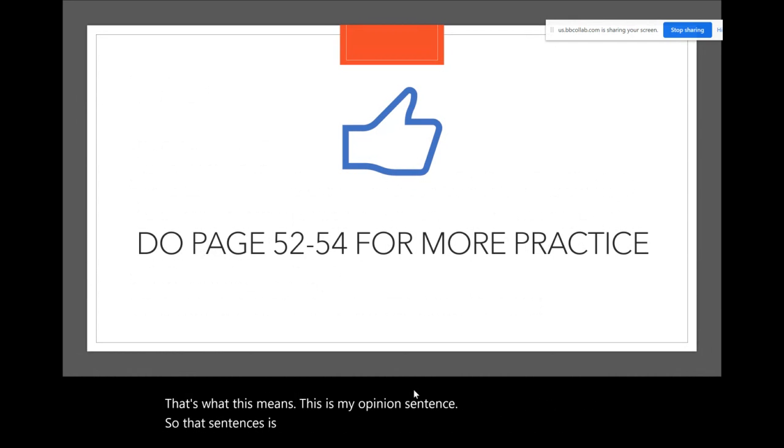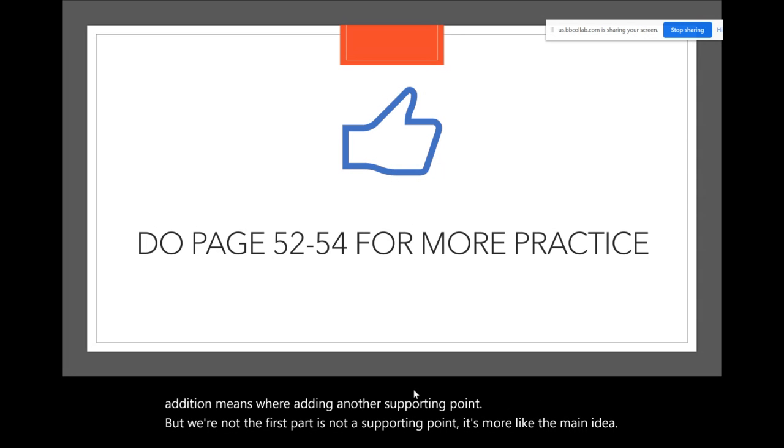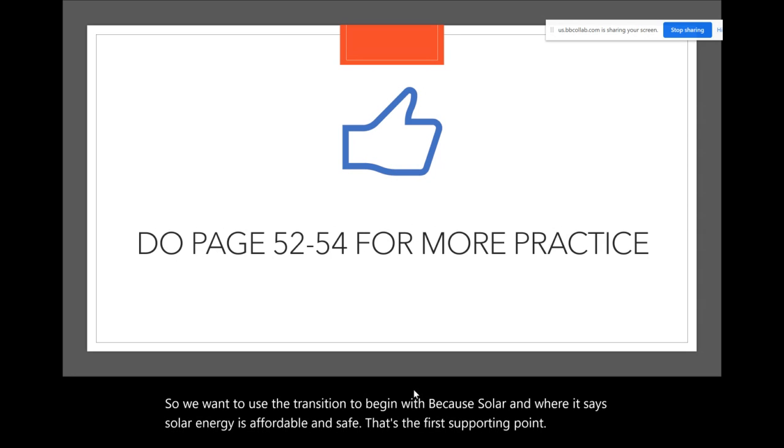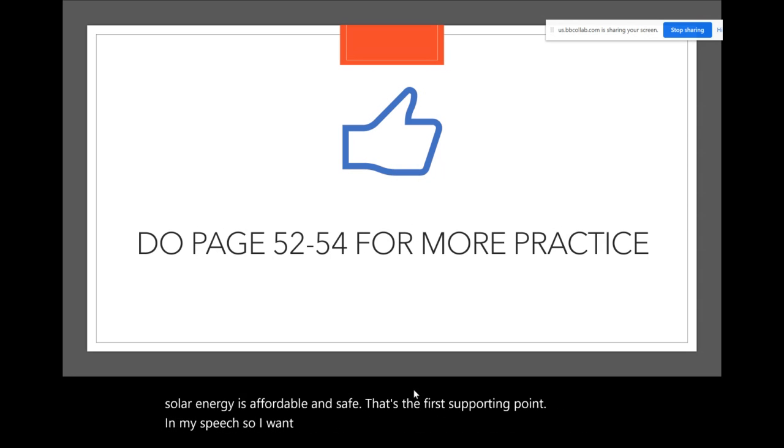We do not want to use "in addition," because "in addition" means we're adding another supporting point. But we're not, the first part is not a supporting point. It's more like the main idea. So we want to use the transition "to begin with," because where it says solar energy is affordable and safe, that's the first supporting point in my speech. So I want to start with "to begin with," or "first of all." Okay, good job. Any questions on that?